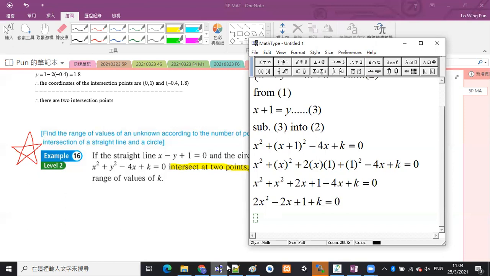There are two intersection points. So this equation should have two answers. Should have two different answers.